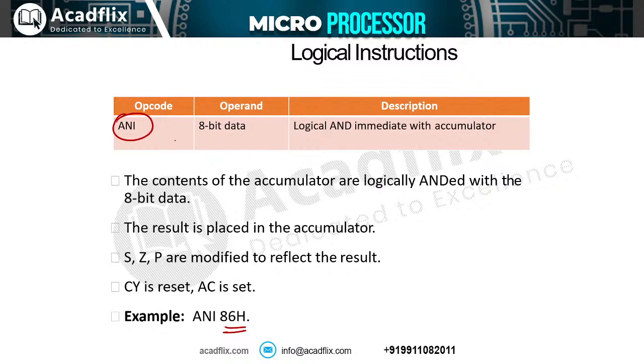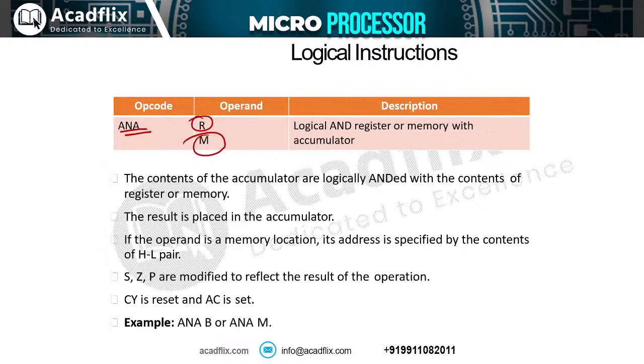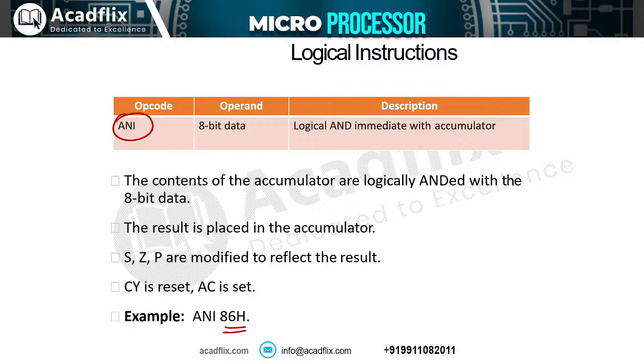So in case of the AND operation, the carry flag is reset and the auxiliary carry flag is set. The sign flag, zero flag and parity flag are modified to reflect the result of the operation, right? So all the flags are affected by arithmetic and logical instructions. Sign, zero and parity flags are modified to reflect the result, and the carry flag is reset, the auxiliary carry flag is set.